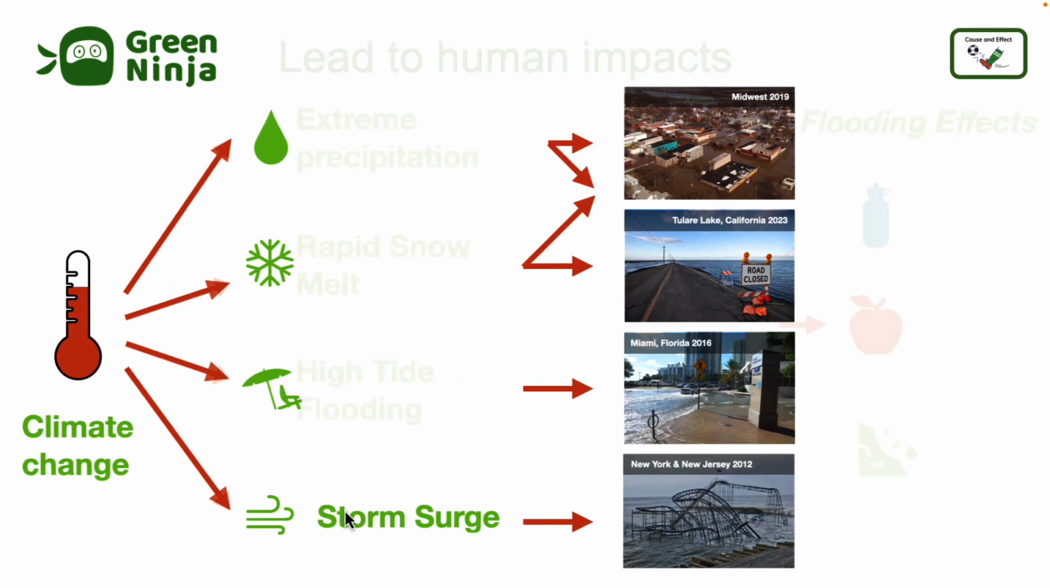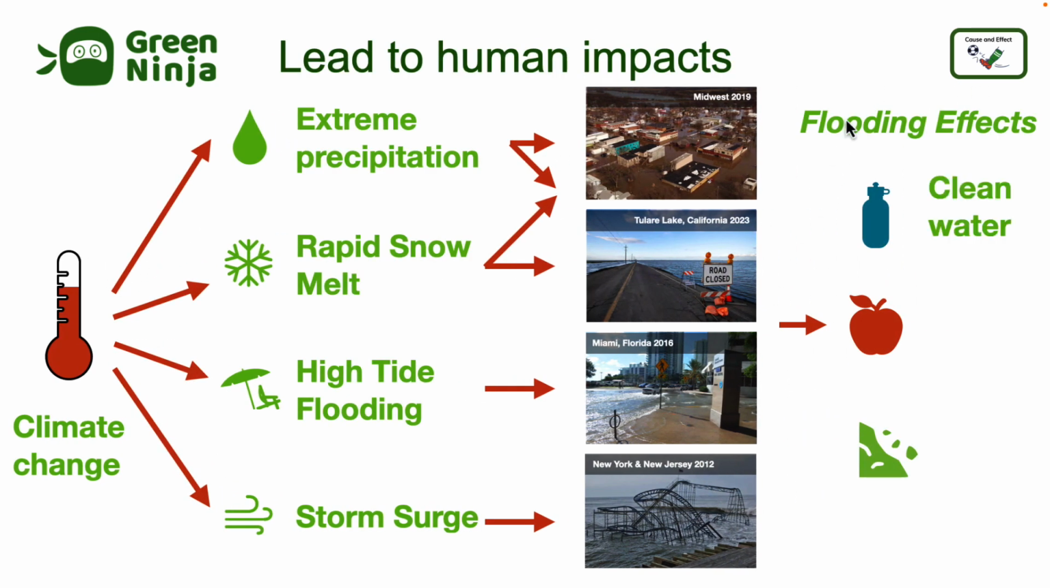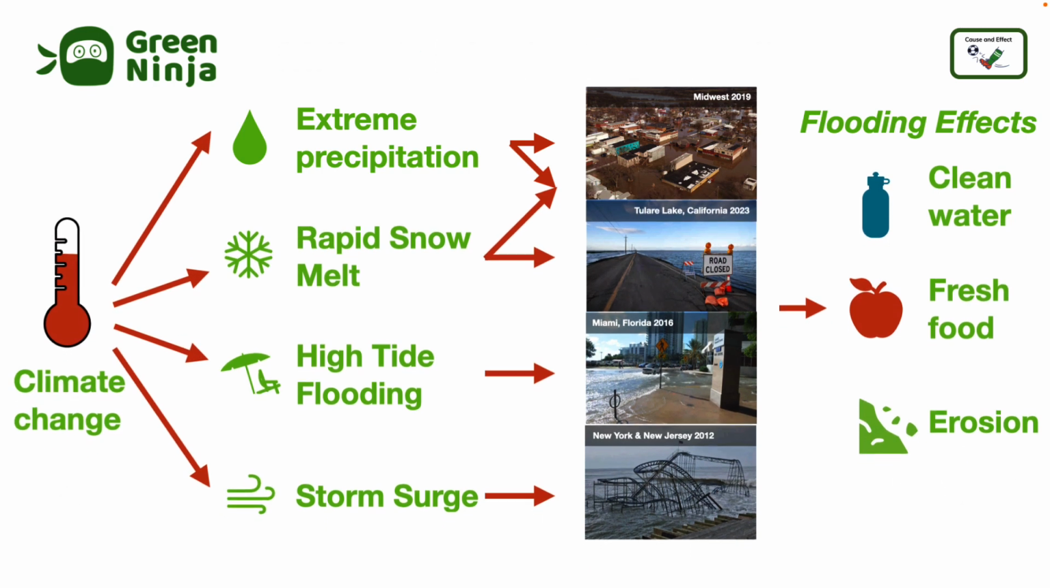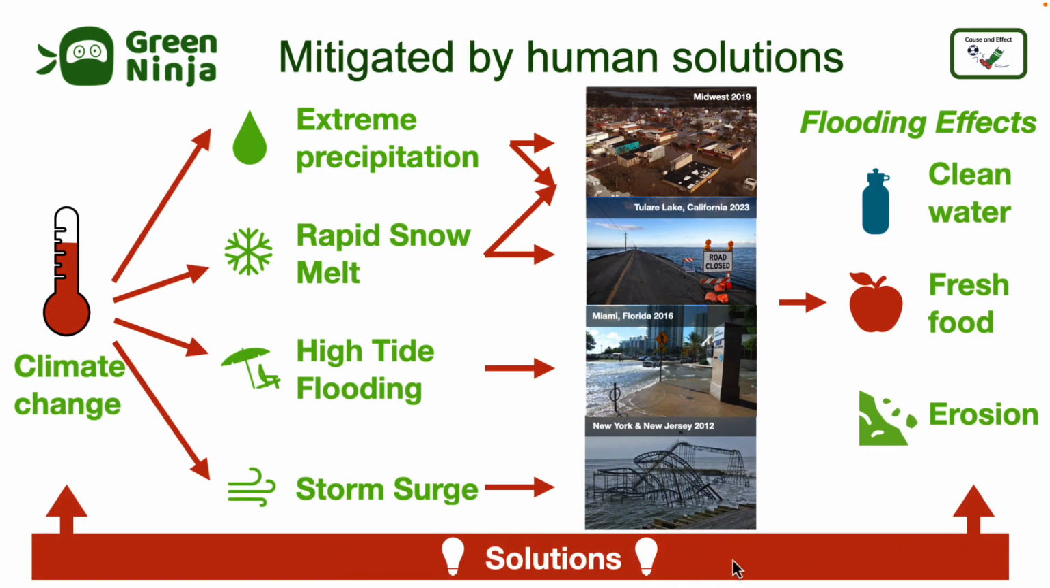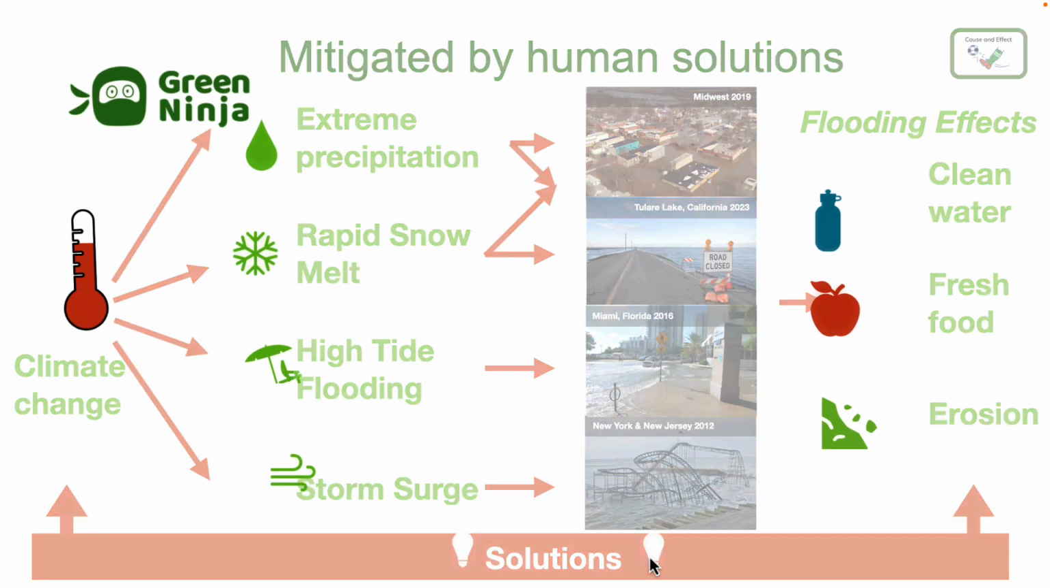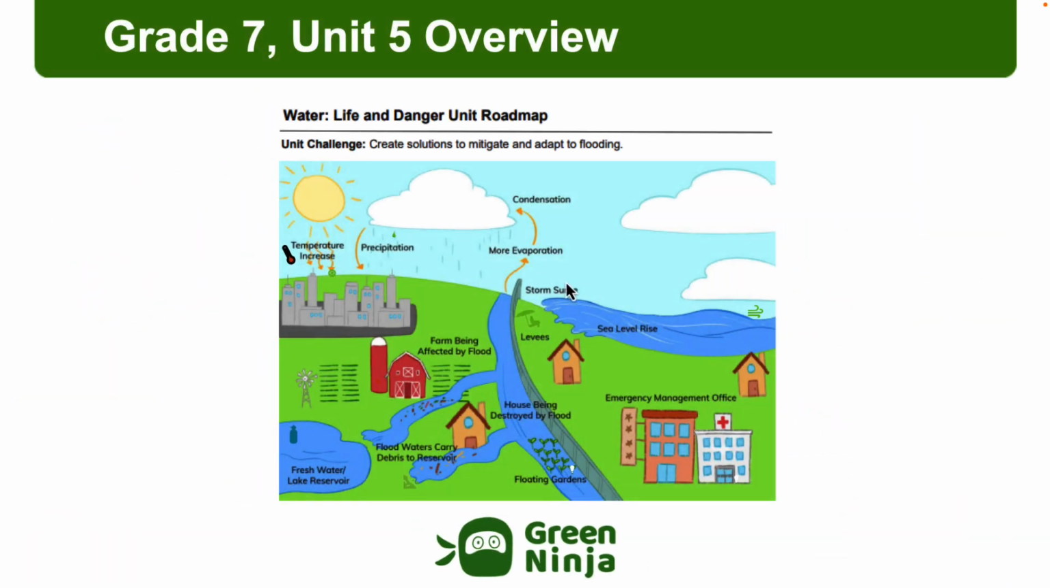We also want to look at the other side of the cause and effect by looking at some of the flooding effects, including disruptions to clean water, our fresh food supply, and the danger of erosion. But we can also affect both ends of this chain with human solutions. All these elements of the cause and effect sequence are illustrated here in the unit roadmap. Let's look at how we discover them, chapter by chapter.